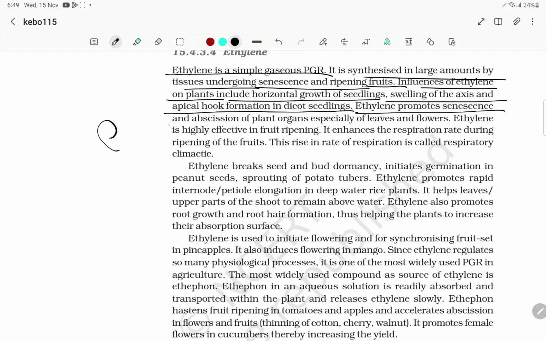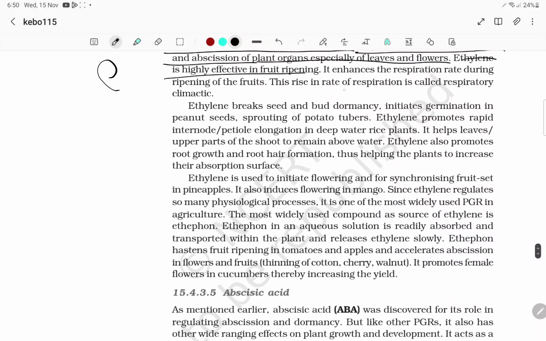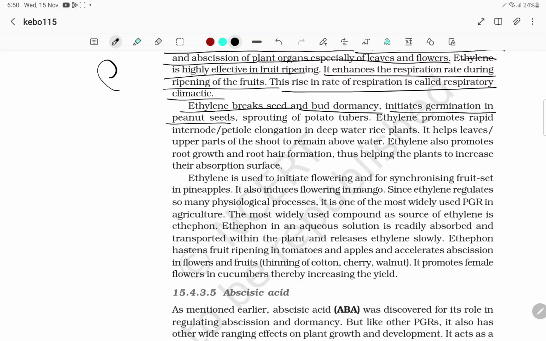Ethylene will promote senescence and abscission in plant organs, especially in leaves and flowers. Ethylene is highly effective in fruit ripening. It enhances the respiration rate during the ripening of fruits. The rise in respiratory rate, we call it the respiratory climacteric. Ethylene breaks the seed and bud dormancy. Initiates the germination in peanut seeds, sprouting of potato tuber.